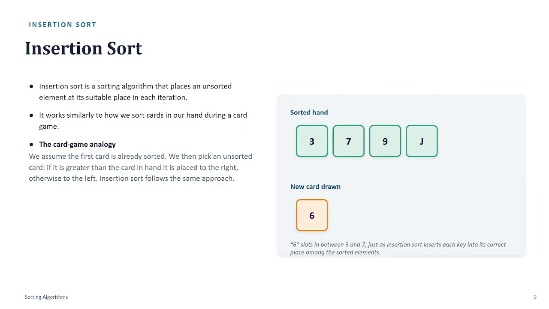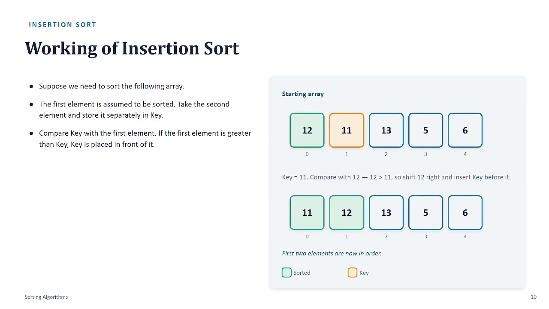Initially we assume the first value is already sorted. Now pick the next value and compare it with the sorted portion. If necessary, we shift larger values to the right and insert the current value into the correct location. This process keeps expanding the sorted section. So once again, if we pick the next value, we compare it with the sorted portion. If necessary, we shift the larger values to the right and then insert the current value into its location. Okay, next.